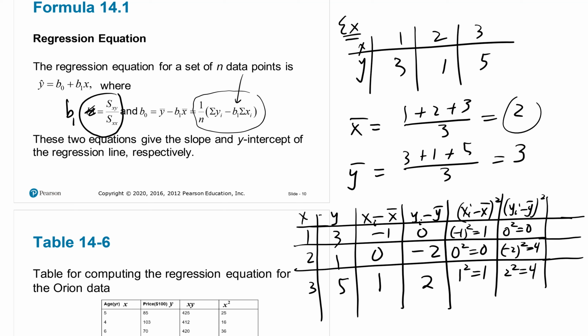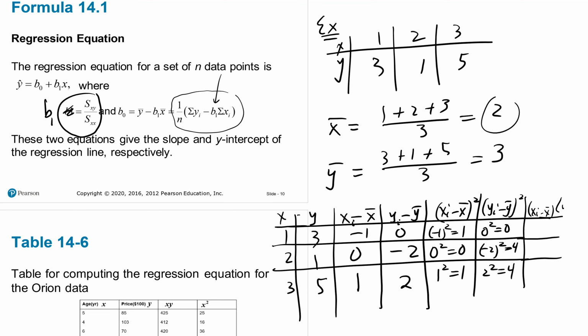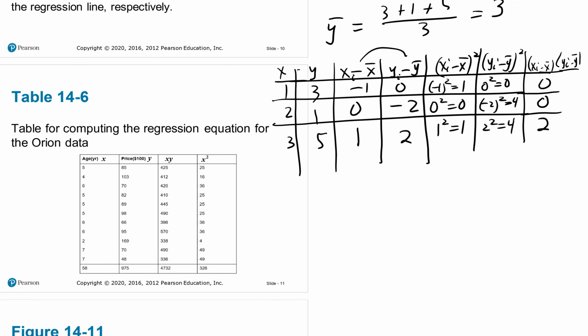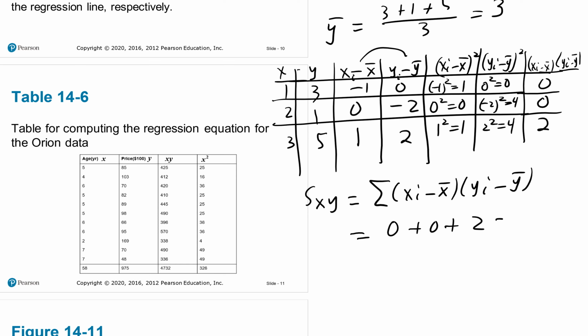Then what we have is xi minus x bar, yi minus y bar. So we multiply these two columns. Negative 1 by 0, 0. 0 times negative 2, 0. 1 times 2, 2. Okay. Now remember, what we need is to find Sxy, which is defined as the sum of the xi minus x bar times yi minus y bar. So if you take the sum of these, what are you going to get? 0 plus 0 plus 2, which is 2.